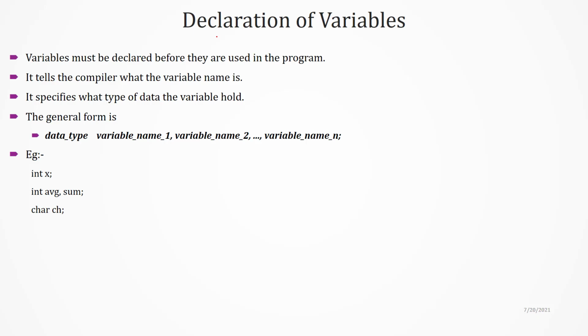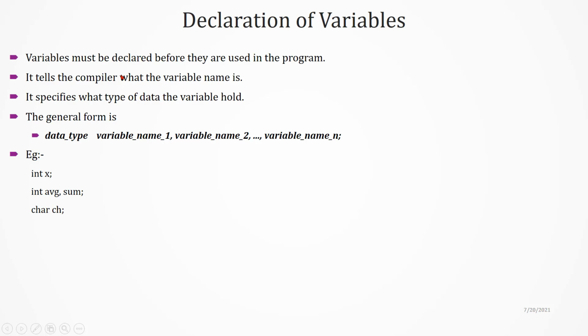Next is declaration of a variable. So we already studied two things, variables and data types. So how can we use these things in a C program? After studying this, it will be more clear about variables and data types.